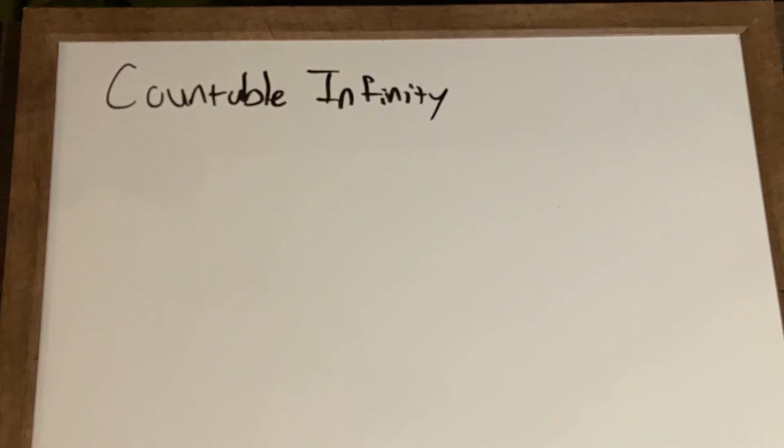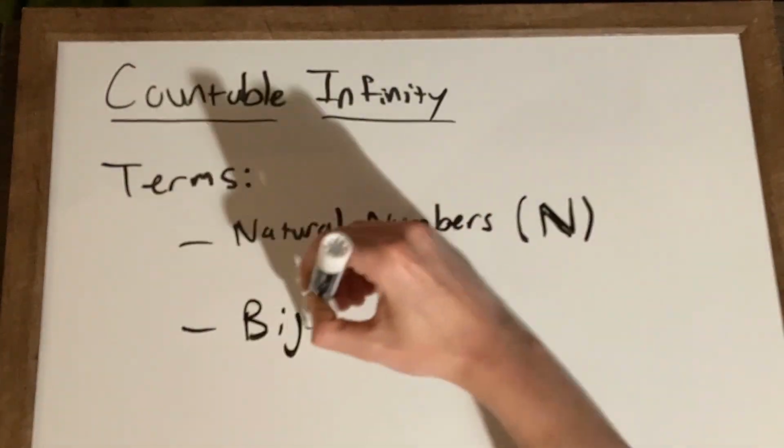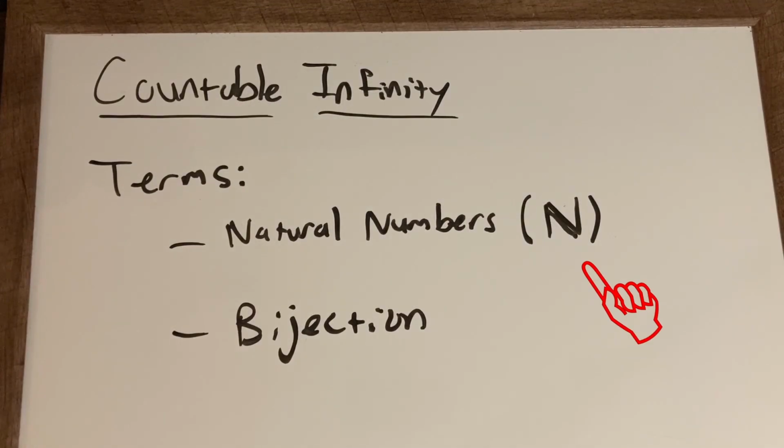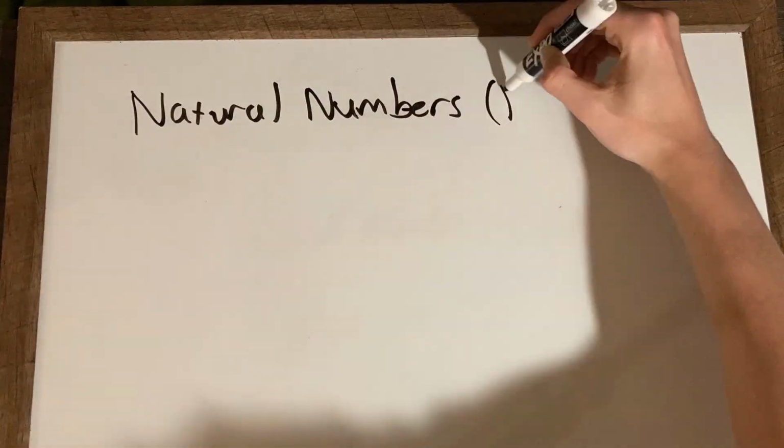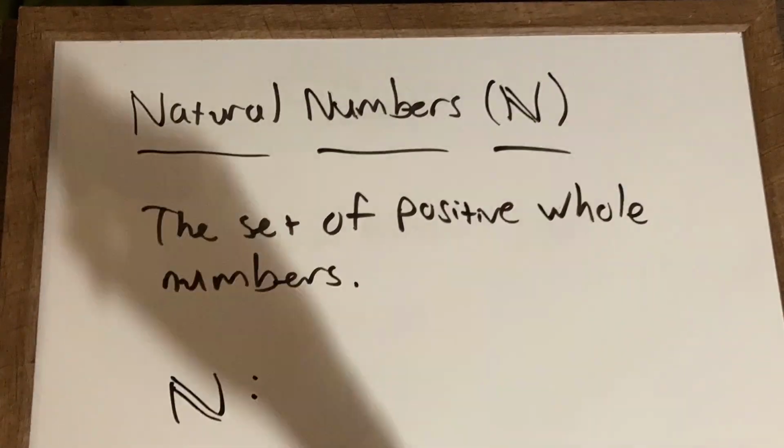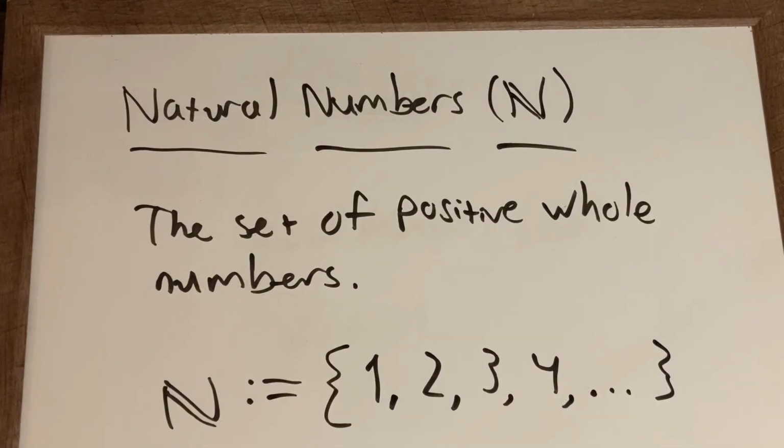So before we talk about countable infinity, we first need to understand a couple of terms: natural numbers and bijections. Now, the natural numbers, or as we often call it, the set N, capital N, is the set of all positive whole numbers. So 1, 2, 3, 4, all the way on up. The regular counting numbers, basically.